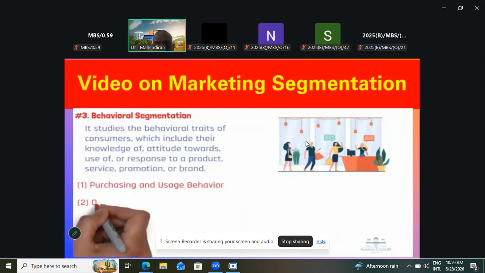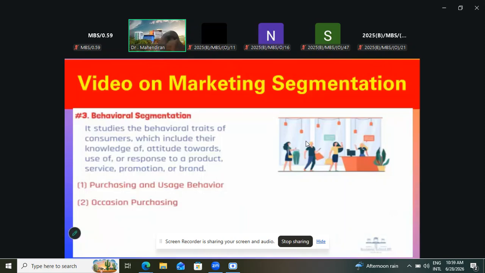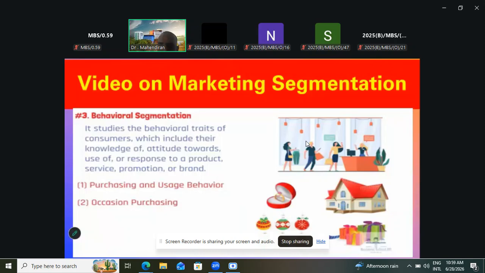Number 2. Occasion purchasing. This component of behavioral segmentation considers the timing within a customer's life, year, or day as a determinant of making a purchase. Life milestone purchases such as an engagement ring or house, seasonal purchases like holiday decorations and gifts, and daily purchases like coffee or food are all variations of occasion purchasing.